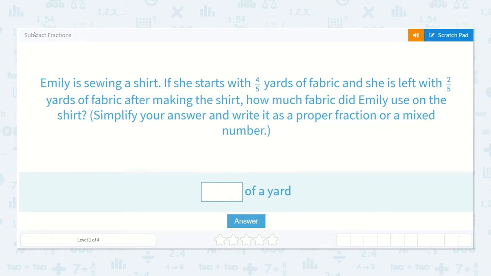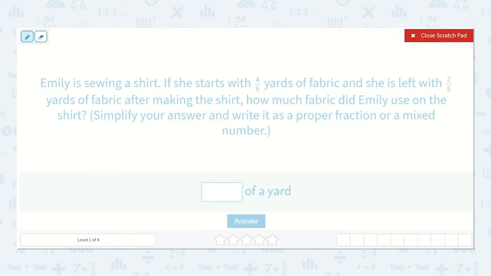Let's take a look at the lesson, Subtract Fractions. The first problem says, Emily is sewing a shirt. If she starts with 4/5 yards of fabric and she is left with 2/5 yards of fabric after making the shirt, how much fabric did Emily use on the shirt? Simplify your answer and write it as a proper fraction or a mixed number.